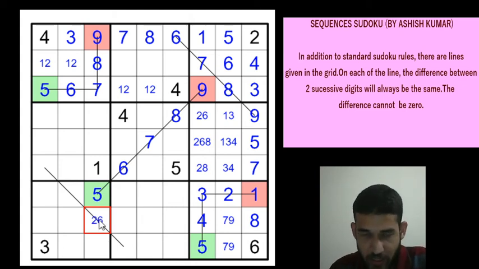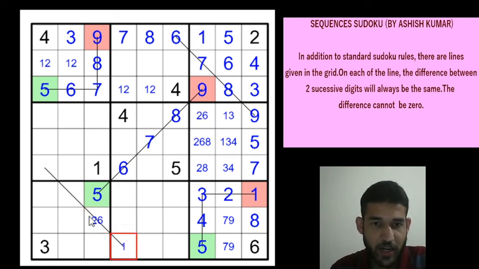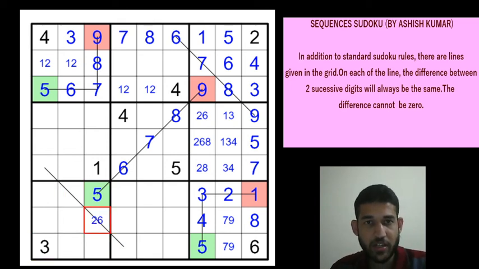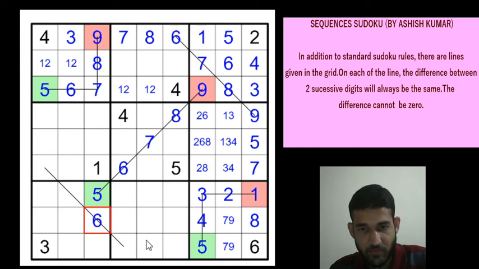Can you have a 2 here? No, you can immediately eliminate 2 as a possibility, because then you will have a 1 here, because you need to have something less than 2 in one direction and greater than 2 in the other direction. So if you have a 2 here, you will have a 1 here, that will force a 3 here, but you have a 3 in box 7. So 2 is not possible in row 8 column 3. So this will be a 6.